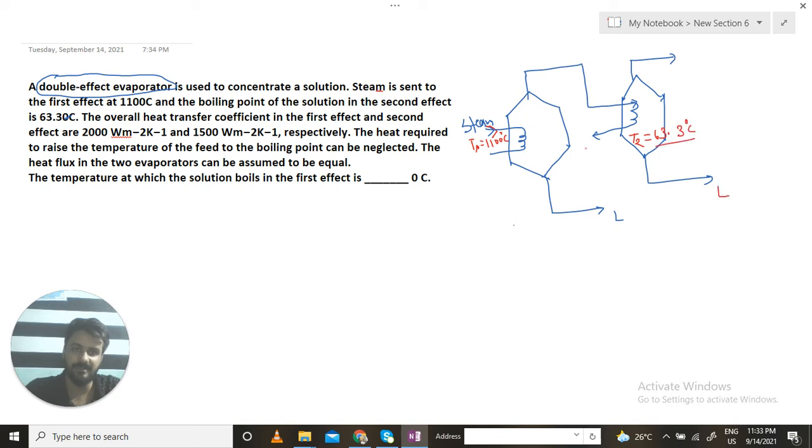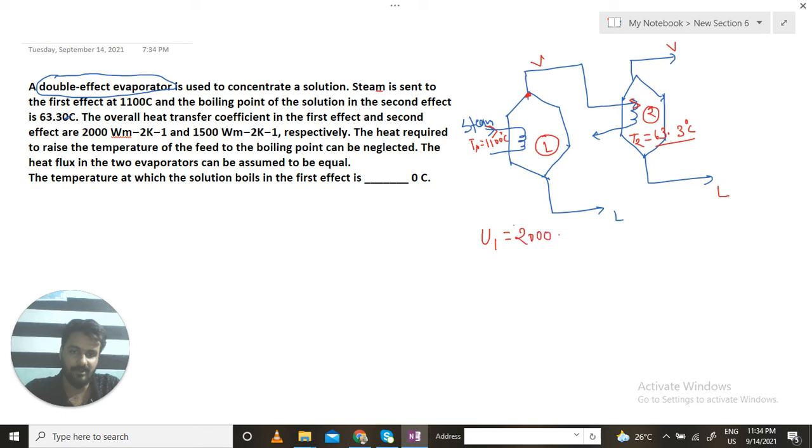Now what will happen in the double effect evaporator? The vapor produced in the first evaporator will be utilized in the second evaporator. If this is the first and this is the second, then the vapor produced in the first evaporator will be used for the heating of the materials or chemicals in the second evaporator. Second thing is that they have told the overall heat transfer coefficient; I am assuming U1 for the first evaporator.